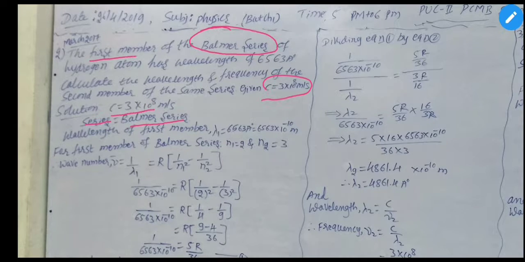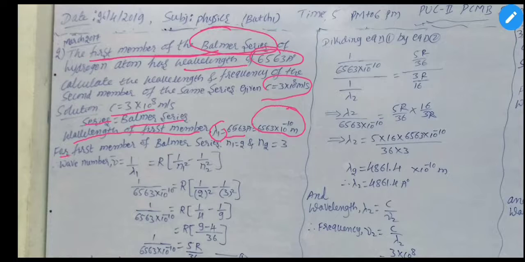Next, one more data he has given in the problem: the wavelength of the first member of the Balmer series, 6563 angstrom. That is the wavelength of the first member, which we denote by lambda 1, that is 6563 angstrom. That angstrom has to be converted into meters, that is 6563 into 10 raised to minus 10 meter. These are all the given data.